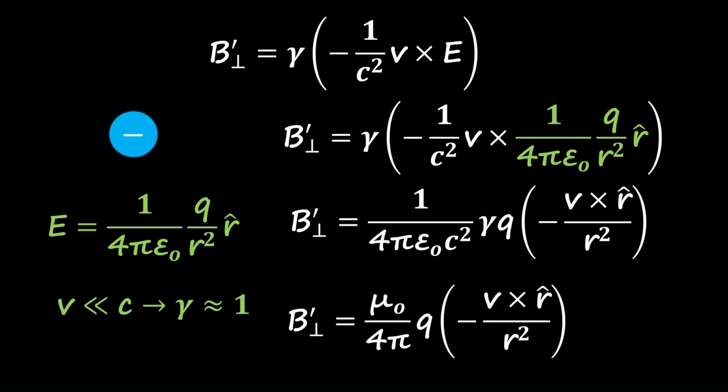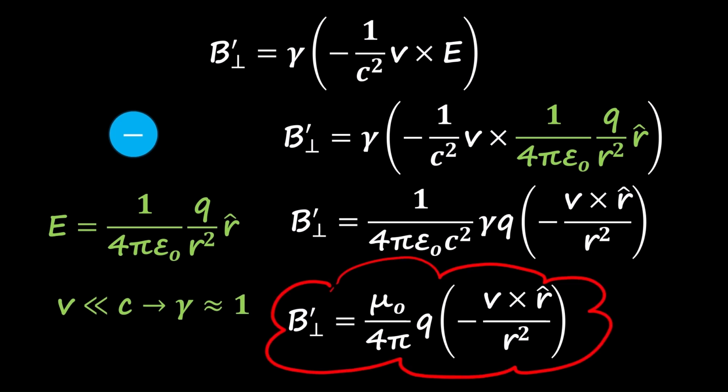Have you seen this expression before? Yeah, this is another version of the Biot-Savart law. From here we can see that by using field transformation, we can even derive the Biot-Savart law, which basically gives the magnetic field generated by a current carrying element.